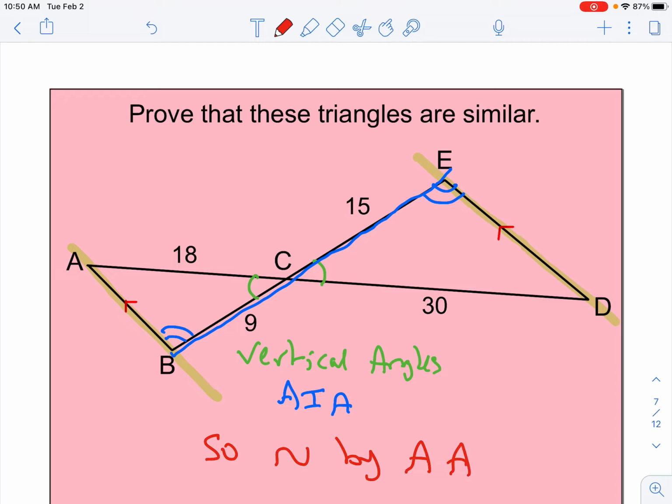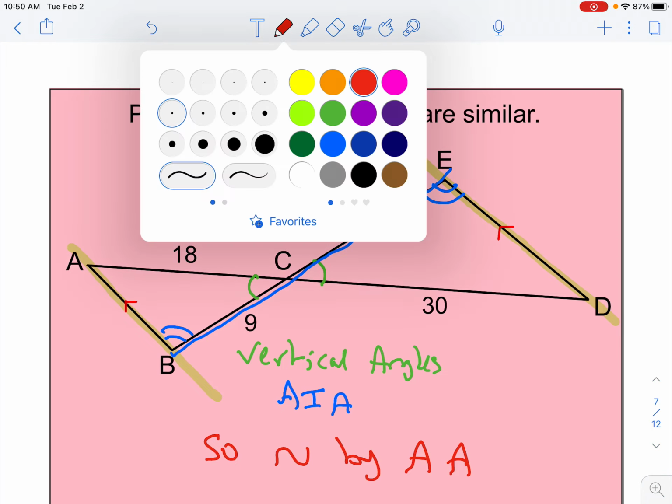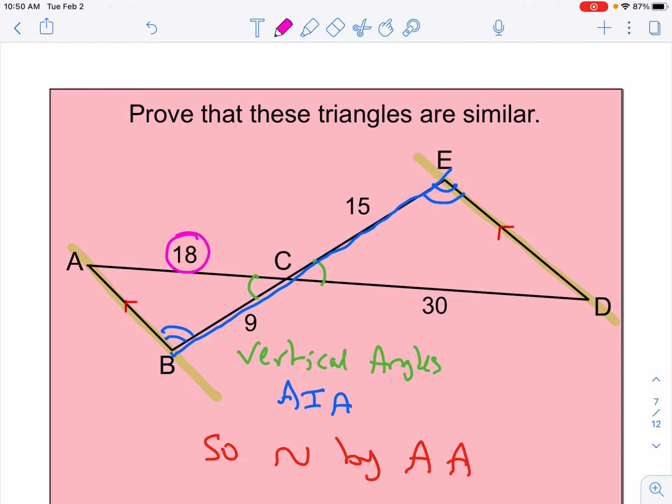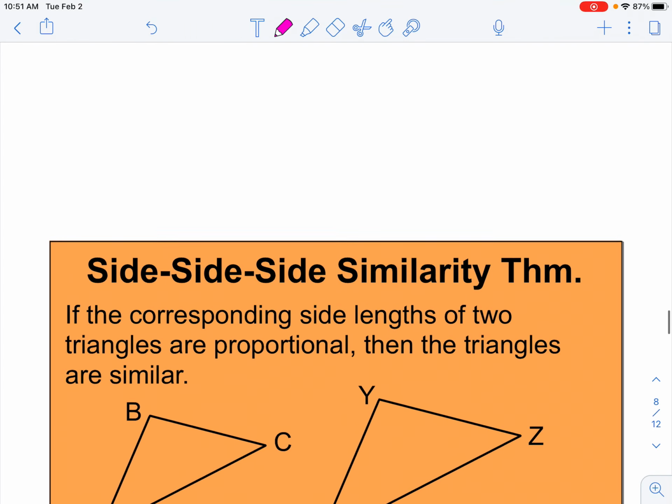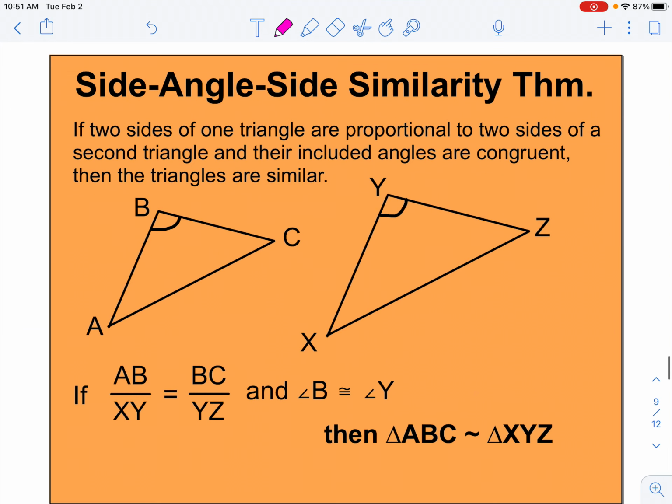If we look at the ratio of their sides, 18 to 30, that is in the same ratio as 9 to 15. So if we hadn't been given those parallel lines, would these two be similar? The answer is yes, because we really don't even need that alternate interior angle, because there is another similarity postulate for side, angle, side.